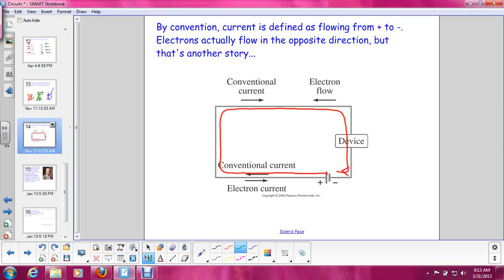Current is the movement of electrons, and we know that electrons are negatively charged. And negatives want to get away from other negatives and move to positives. So it turns out that the electron current, or which way the electrons actually move, is in the opposite direction. Electrons start on the negative because that's where they're built up. That's why it has a negative charge. And they move to the positive to try and dissipate that built-up negative charge.